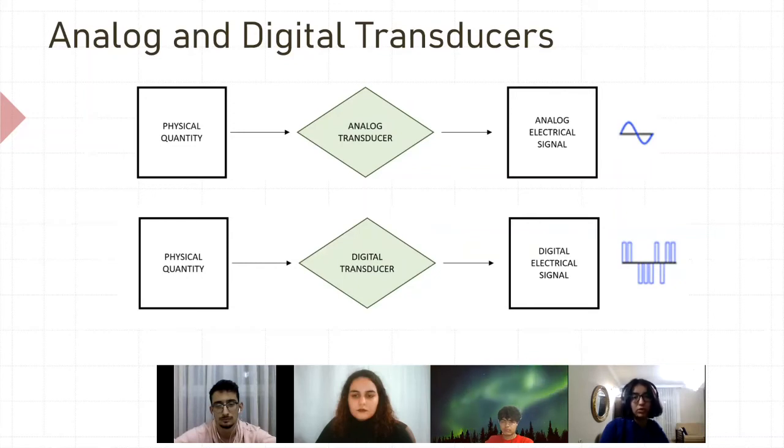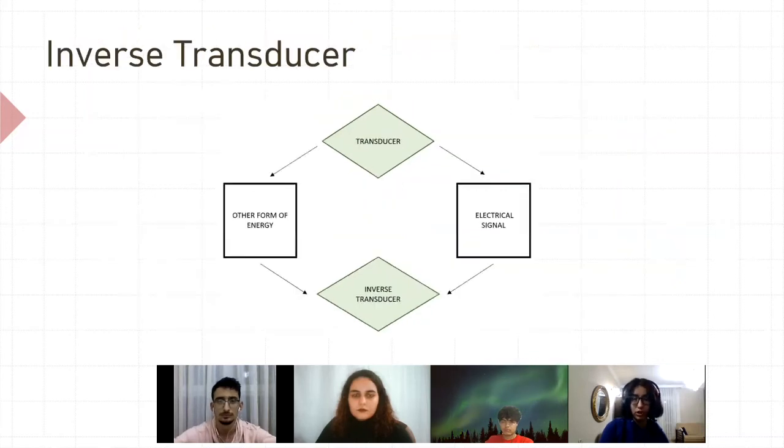Another type of transducer is inverse transducers. Inverse transducers technically do the exact opposite of what transducers do, which is transducing physical quantity to an electrical signal. That is, inverse transducers transduce electrical energy into any other form of energy. Speaker, display, servo motor can be given as examples of inverse transducers.